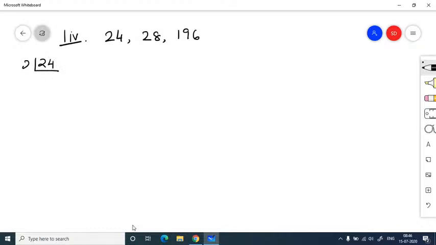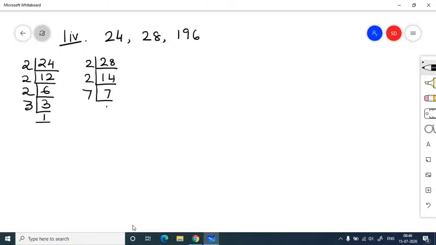24: 2 12s, 2 6s, 2 3s, and 3 1s. Then 28: 2 14s, 2 7s are 14, 7 1s. And 196: 2 9s are 18, 2 8s are 16. Again with 2 because it's ending with an even digit. 2 4s are 8, 2 9s are 18, 7 7s are 49, 7 1s are 7.